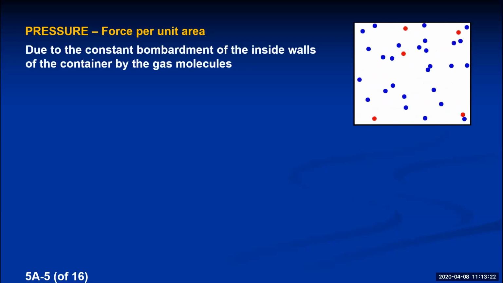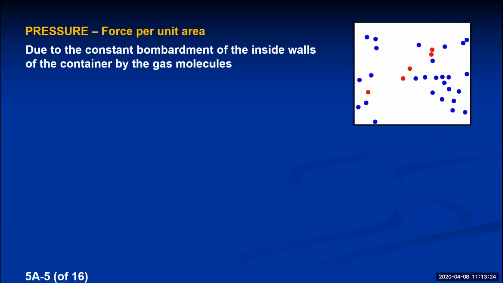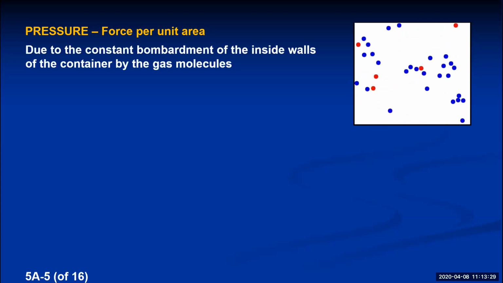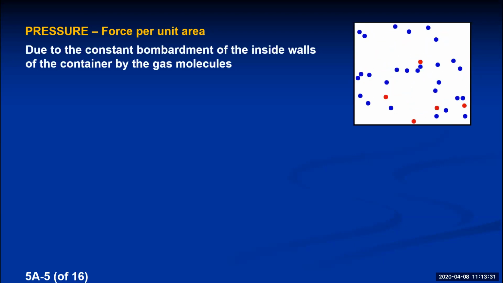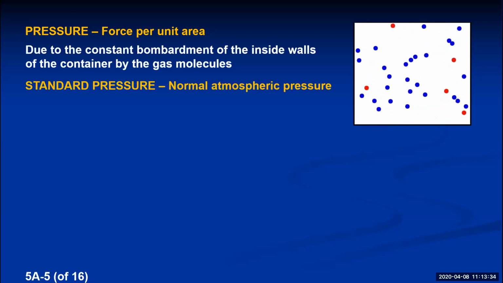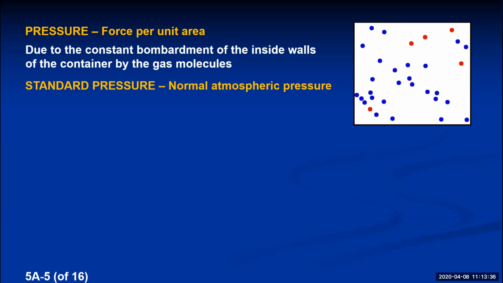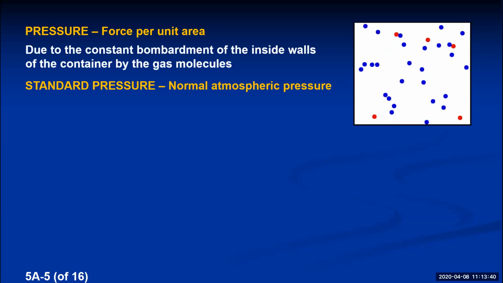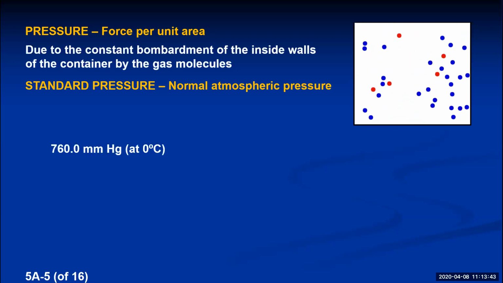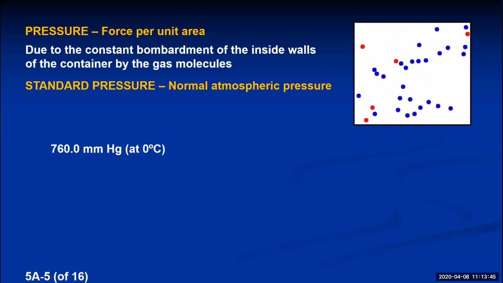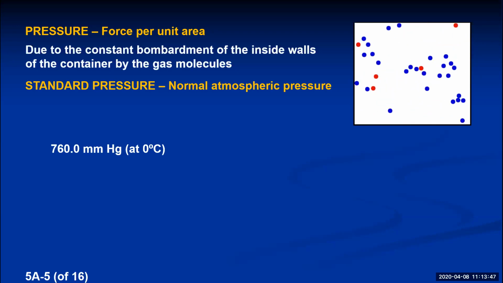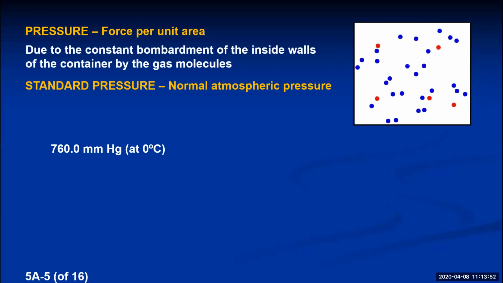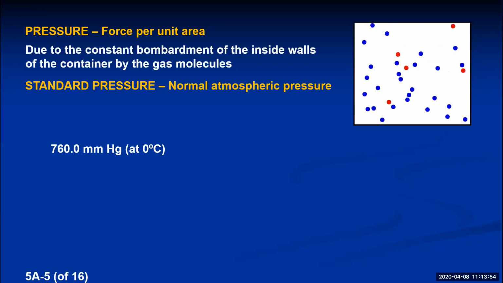Now, what we've decided to do is give a name to typical atmospheric pressure on the planet Earth at sea level on a lovely spring day. We call that standard pressure. So if anybody ever refers to something under standard pressure conditions, that means the pressure of the gas is normal atmospheric pressure. Normal atmospheric pressure is 760.0 millimeters of mercury, which means in a mercury barometer, the atmosphere would support a column of mercury 760.0 millimeters high.